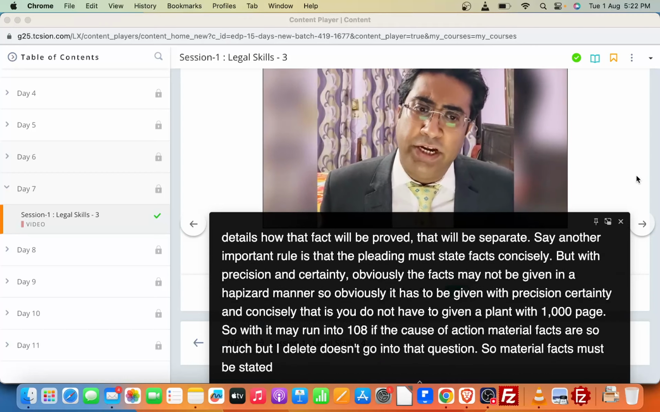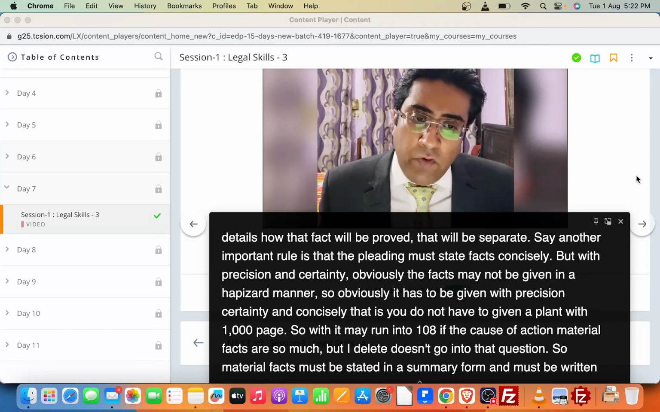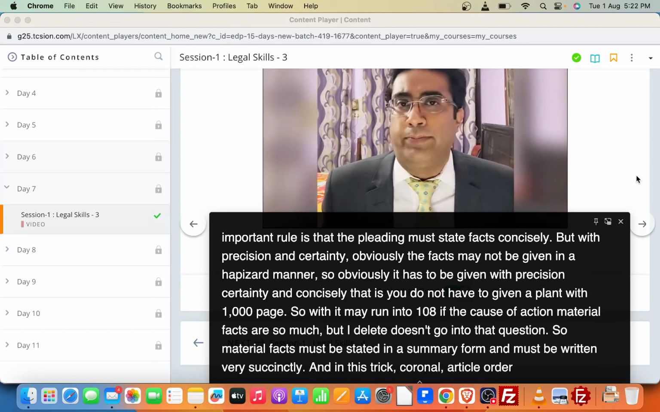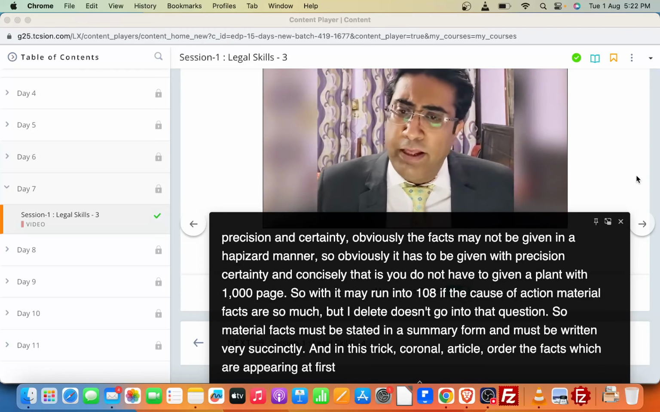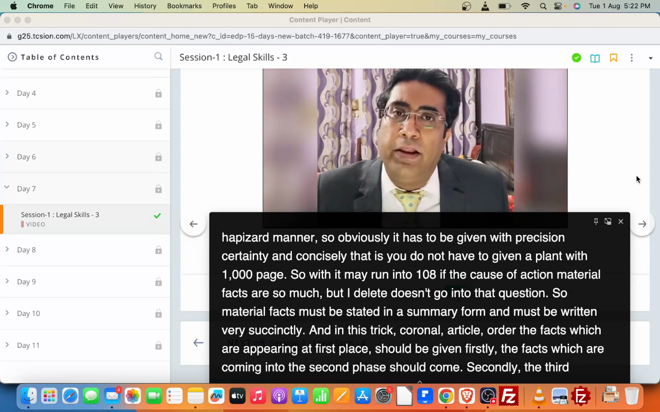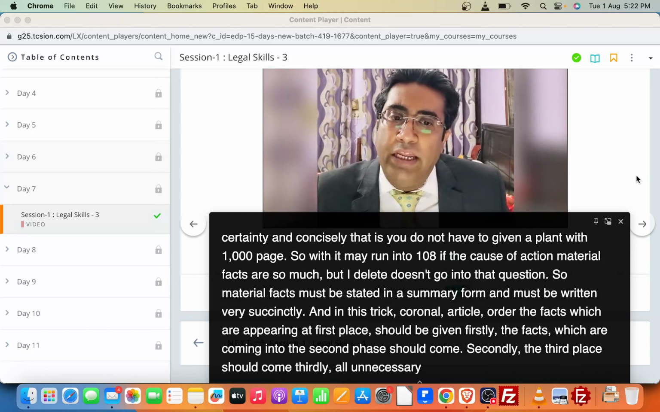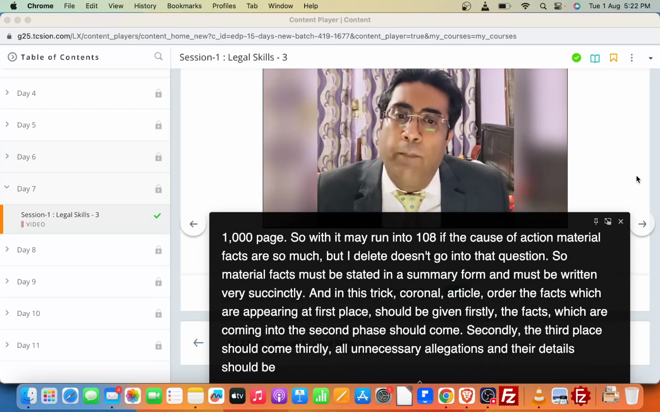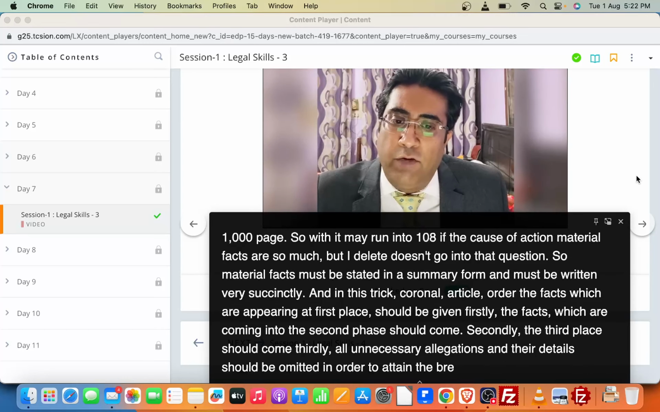So material facts must be stated in a summary form and must be written very succinctly and in strict chronological order. The facts which appear in the first place should be given first. The facts which come in the second place should come second. The third should come third. All unnecessary allegations and their details should be omitted in order to attain the brevity of the pleadings.